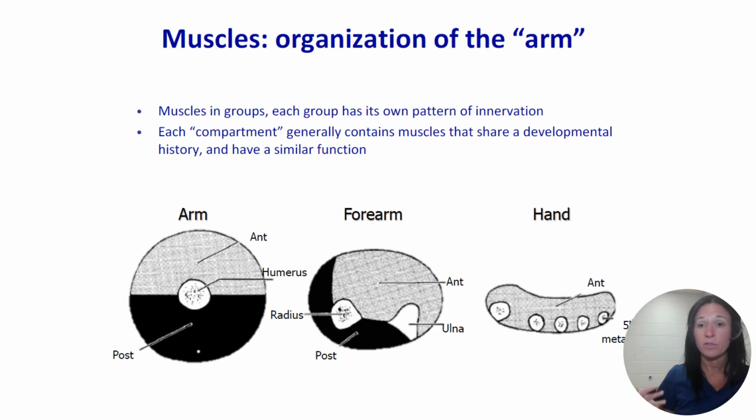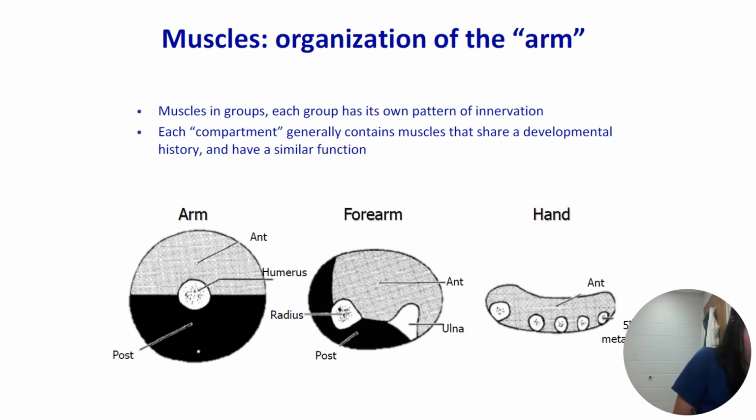We're now going to move into the brachial plexus, but before doing so, let's just remember that anatomy doesn't have to be hard. There are ways to make life easier when learning anatomy. So the upper extremity is very organized, and we can divide the upper extremity into different compartments. And these compartments generally share a developmental history, and therefore they have a similar function. They also, within the compartment, have a pattern of innervation.